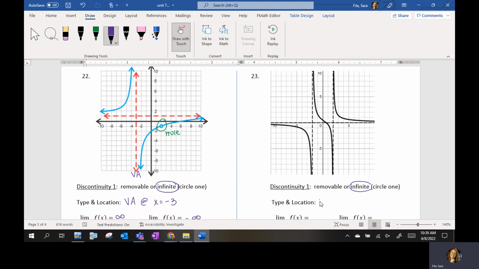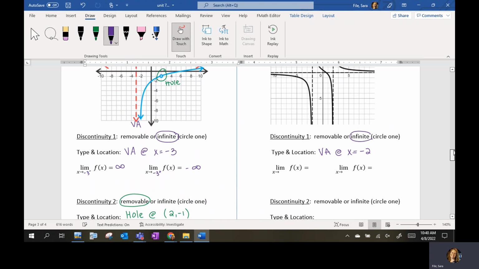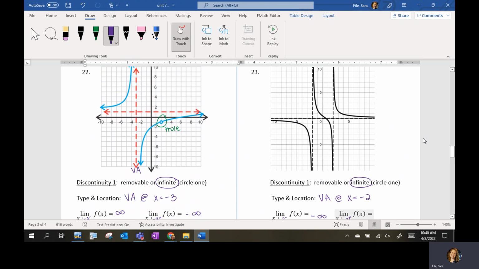Vertical asymptote, I'll go left to right. This first one is at -2. So I'm going to fill in x approaches -2 from the left and x approaches -2 from the right. As we approach that from the left, look at the graph here. What's it doing? Going to negative infinity. And as we approach it from the right, to positive infinity. Good.